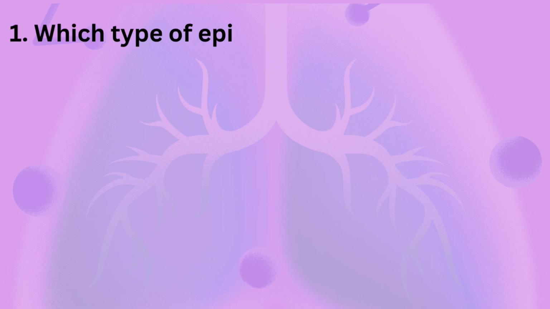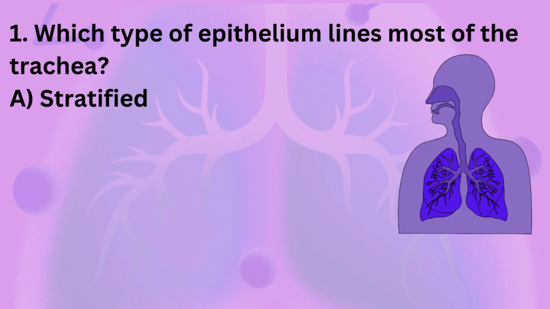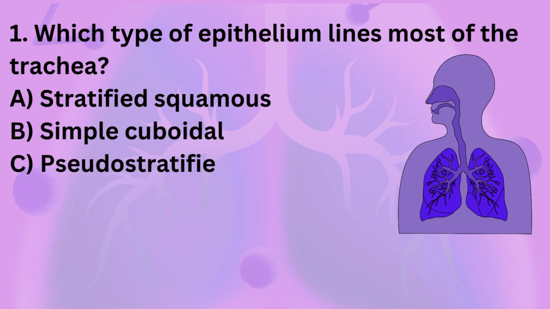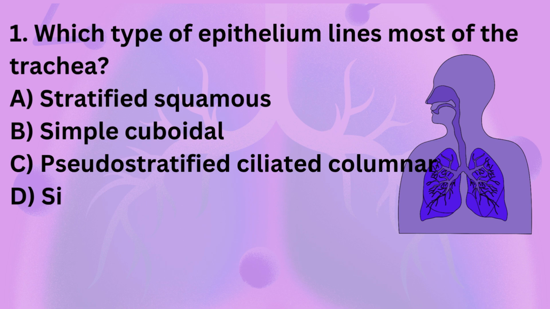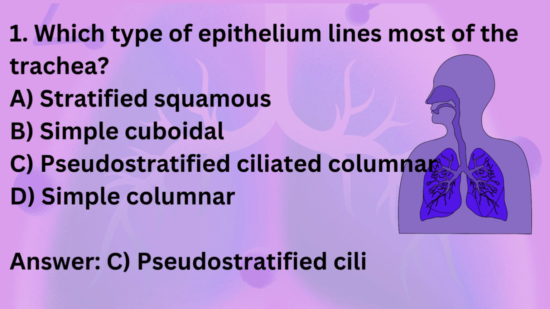1. Which type of epithelium lines most of the trachea? A. Stratified squamous. B. Simple cuboidal. C. Pseudostratified ciliated columnar. D. Simple columnar. Answer. C. Pseudostratified ciliated columnar.